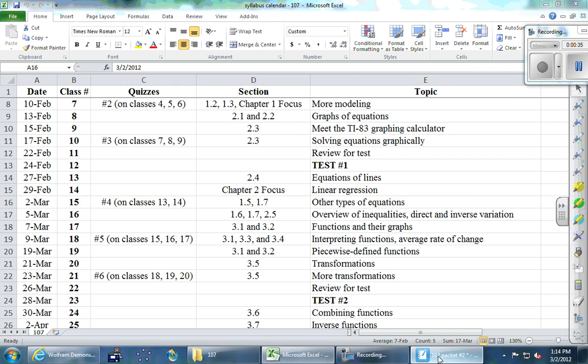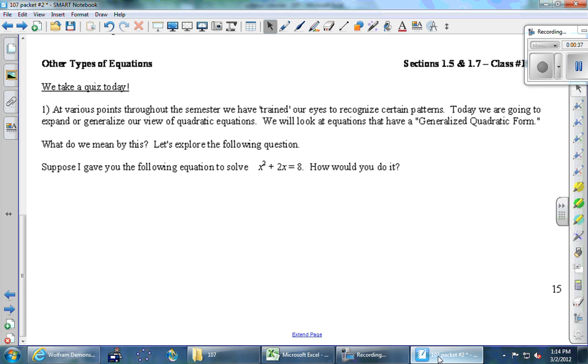And that starts on page 15. Okay, so towards the bottom, we're down at number 1. Can we go to Sarah? Bottom of page 15. Taylor? What do we mean by this?